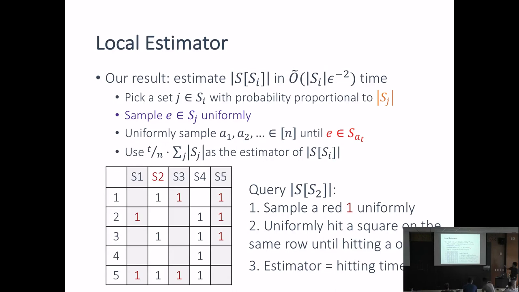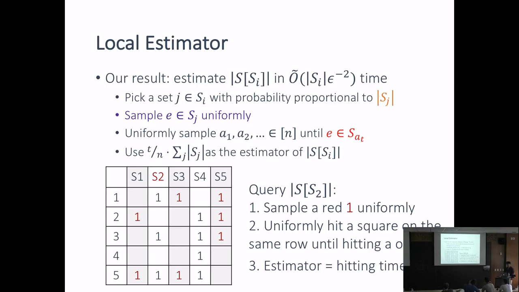So in this case, we also need to spend a long time to figure out that there's only one set that contains this element 3, right? So that's S5. In this step, if for example this one, we need to take another 5 hits to hit the same one again.